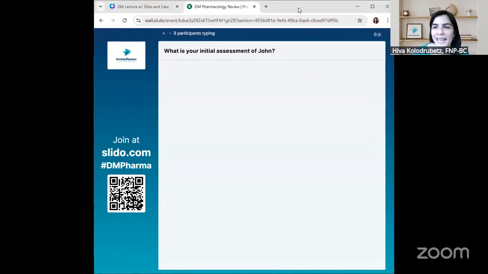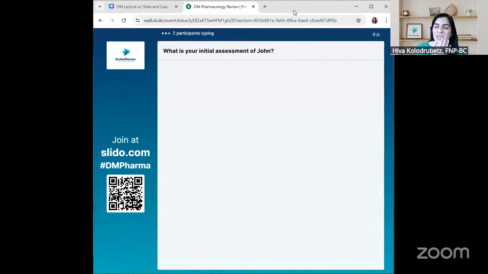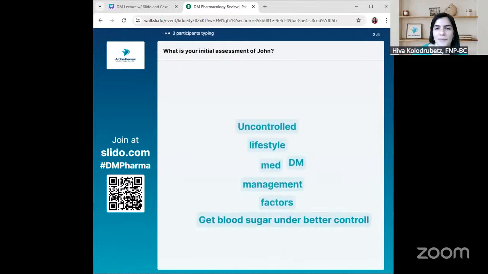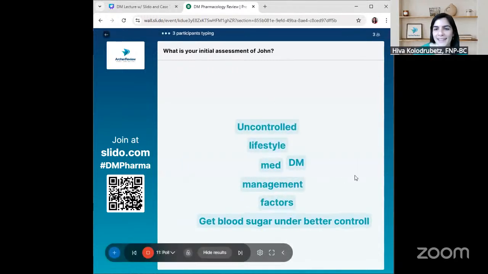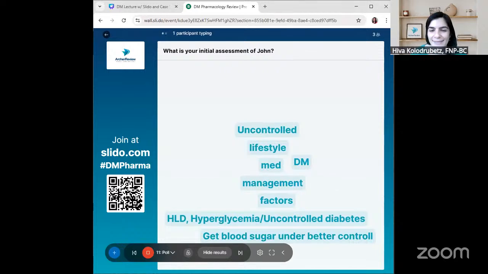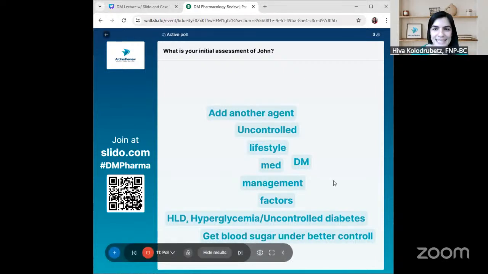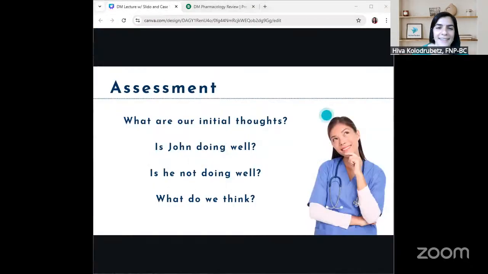I see some typing, some thinking, some critical thinking. I like it. Yes, we need to get better blood glucose control. Awesome. What else? Woo, look at all those responses. Awesome job, you guys. Yes, we need to work on his hyperlipidemia, his blood glucose levels. We need to be managing his lifestyle choices or helping him see his lifestyle choices. Add another agent. Yes, you guys are awesome.